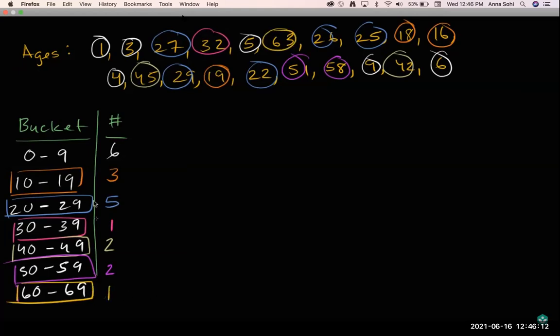So this is one way of thinking about how the ages are distributed, but let's actually make a visualization of this. And the visualization that we're going to create is called a histogram.